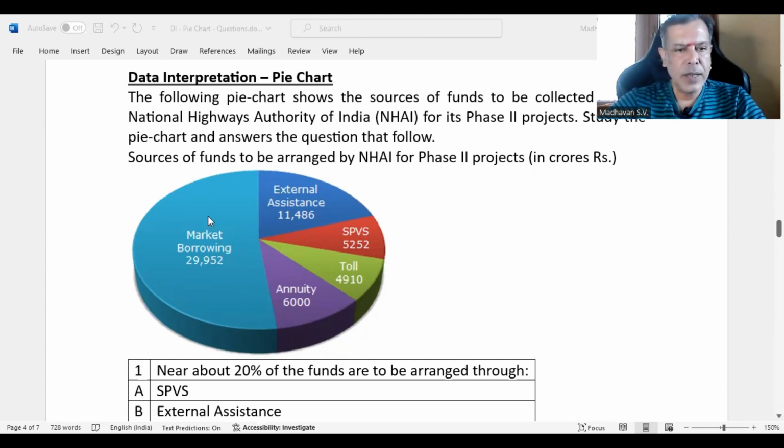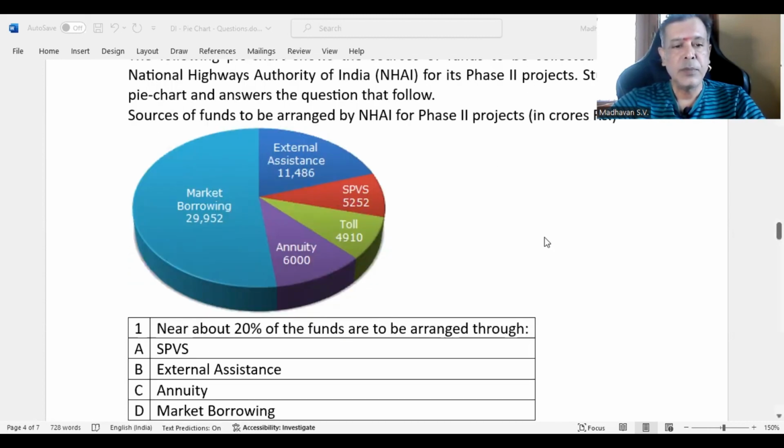So here they gave us 5 components. One is market borrowing, which is 29,952 crores. External assistance 11,486 crores. SPVs 5,252 crores. Toll 4,910 crores. Annuity 6,000 crores. So like that, the distribution has happened.